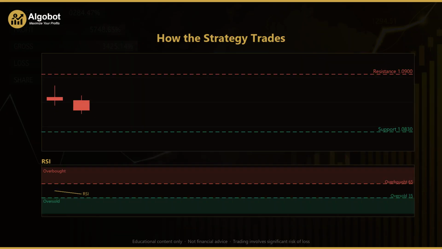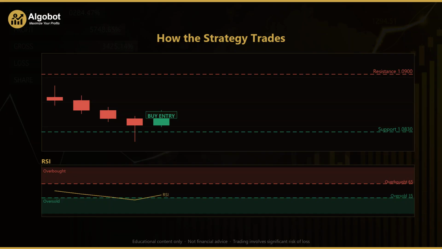Let's bring it all together on this illustration. On the price chart, you can see two dashed horizontal lines. The green line is support at 1.0830, the lowest low over the recent window. The red line is resistance at 1.0900, the highest high. Below the candles is the relative strength index, with the oversold band at 35 and the overbought band at 65. Watch the first few candles. Price is drifting down inside the range, easing toward support. And notice how the RSI is sliding lower with it, heading toward that oversold band.